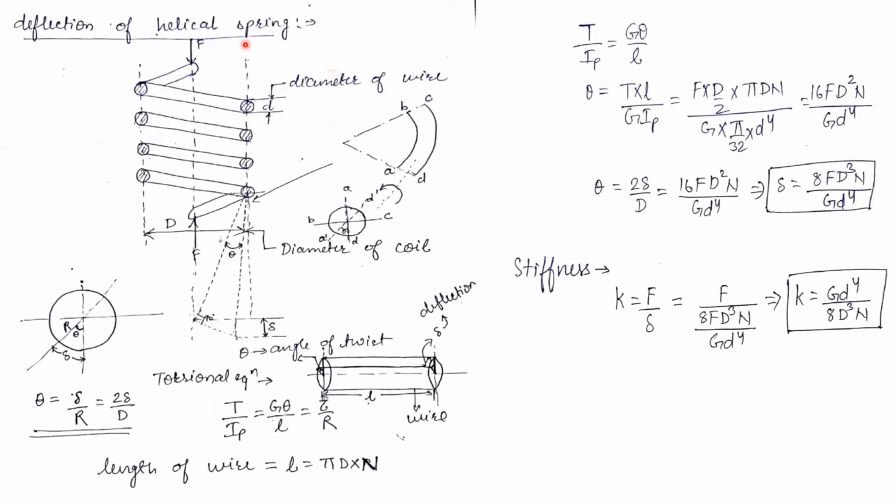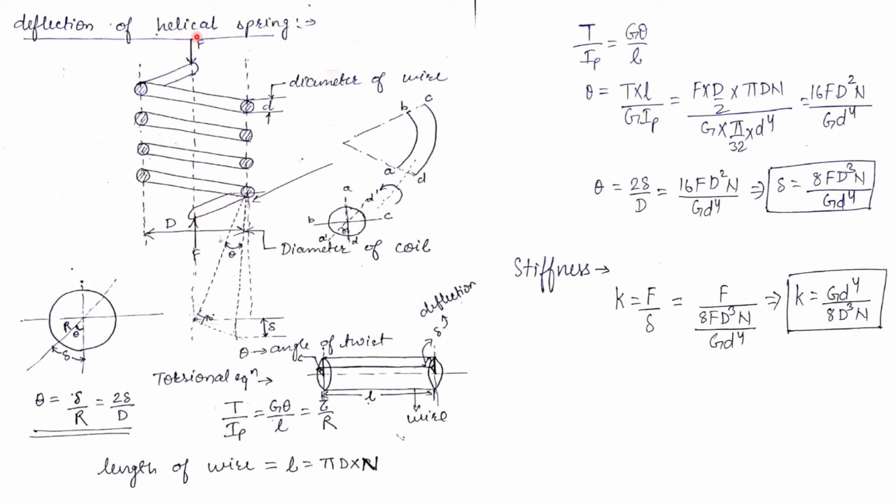Now, deflection of the spring. This is a derivation of the deflection of the spring. I am going to discuss the derivation. This is a diagram of the compressed helical spring. If we apply the load on the spring, the coil will deflect, the coil will turn, and after the turn, the complete spring will deflect.